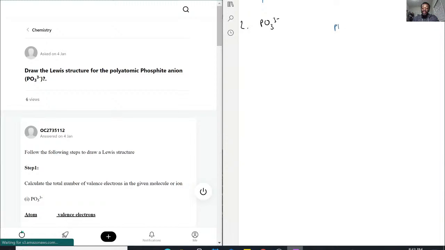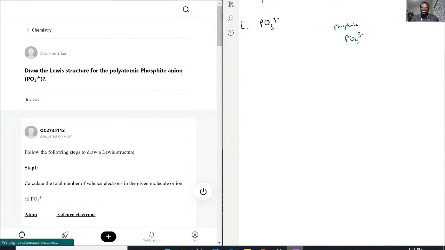So phosphate, if you recall, is PO4 3-. So if you take away just 1 oxygen but keep everything the same, that's how you end up with phosphite. And yes, we can still draw a Lewis structure for it, and yes, it will still make sense. It will just be a little bit more haphazard than the phosphate ion.